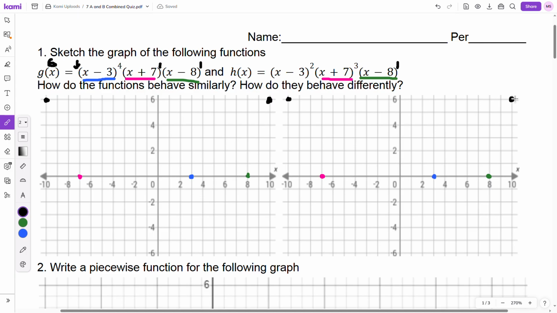Okay, and so then I'm going to think about bounces and hitches. So the x minus 3 has this one right here. This is a bounce of degree 4. So this one is going to bounce right here. And this one is also going to bounce.